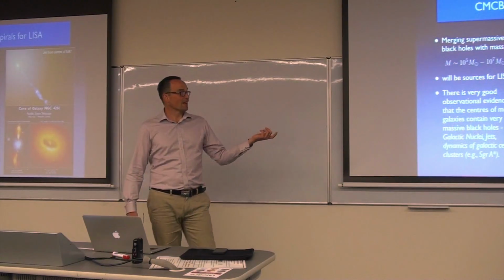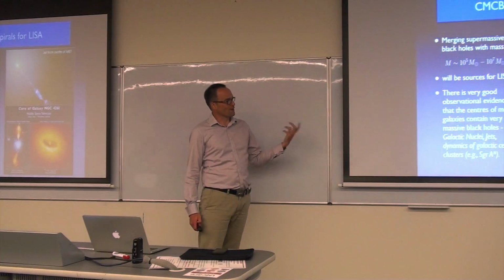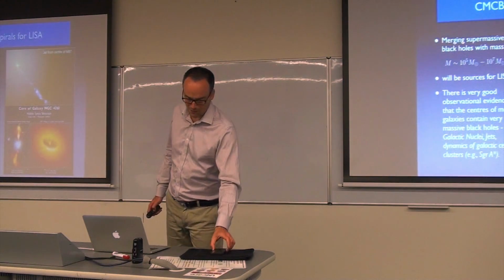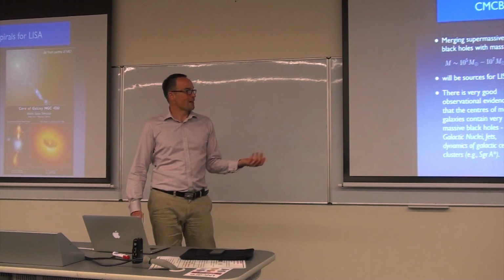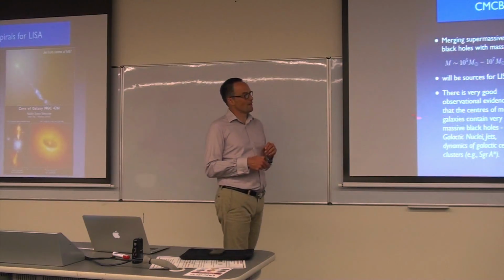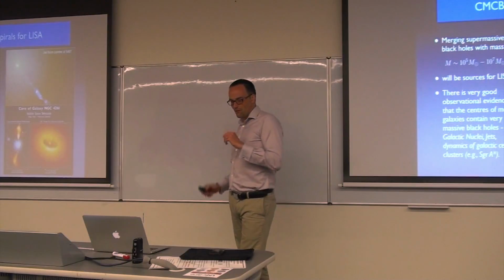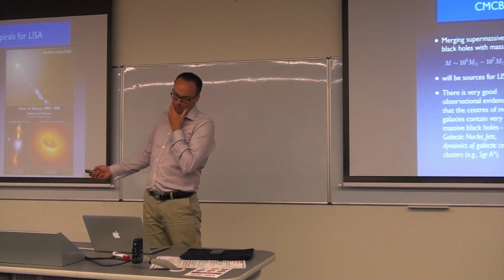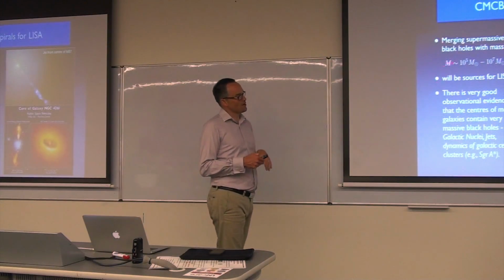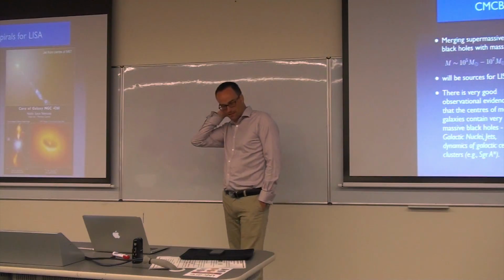LISA is going to be operating in the millihertz band. LIGO operates with peak sensitivity around 100 hertz. So you've got a factor of 10^5 difference in frequency, and so you want a factor of 10^5 difference in mass. Whereas LIGO is looking at 10 solar mass systems, LISA is looking at 1 million solar mass systems. So the range of masses for LISA is roughly 10^5 to 10^7. These black holes are seen to exist in the centres of most galaxies.